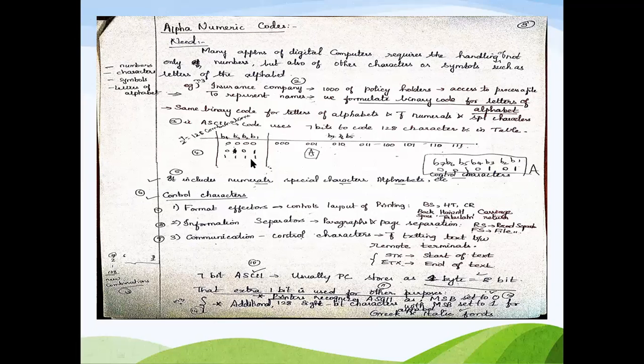An example is an insurance company, where if we want to register thousands of policyholders' data, and we want to access and process a file, the policyholder's name has to be given. So we want to formulate the binary code for letters of an alphabet. The same binary code can be used for letters of an alphabet, numerals, as well as special characters.